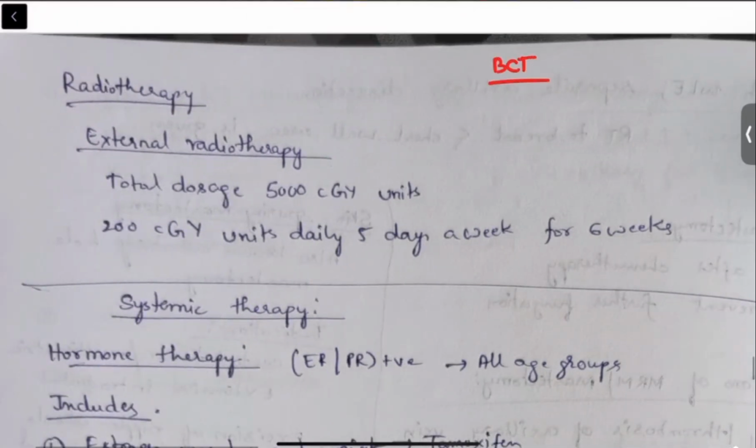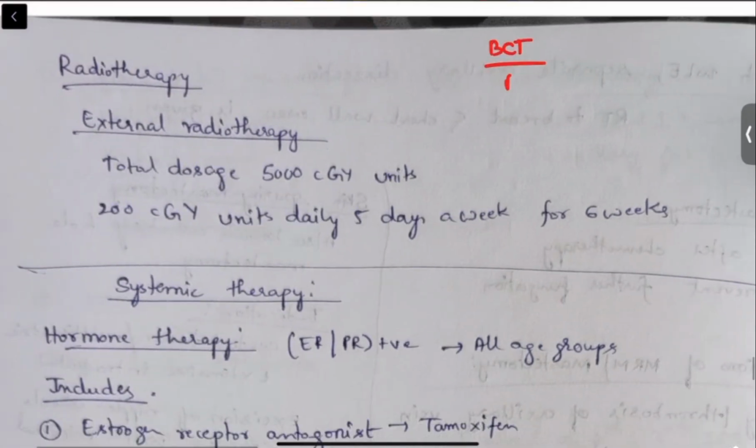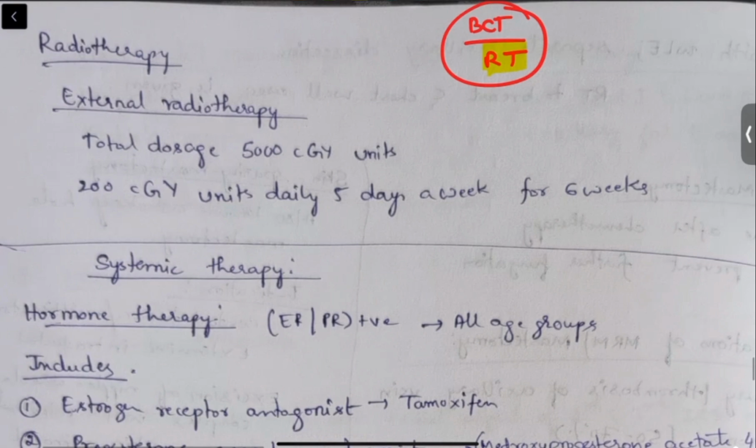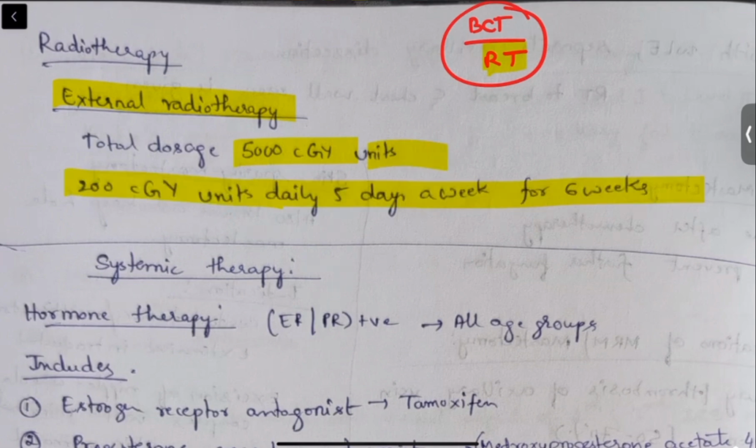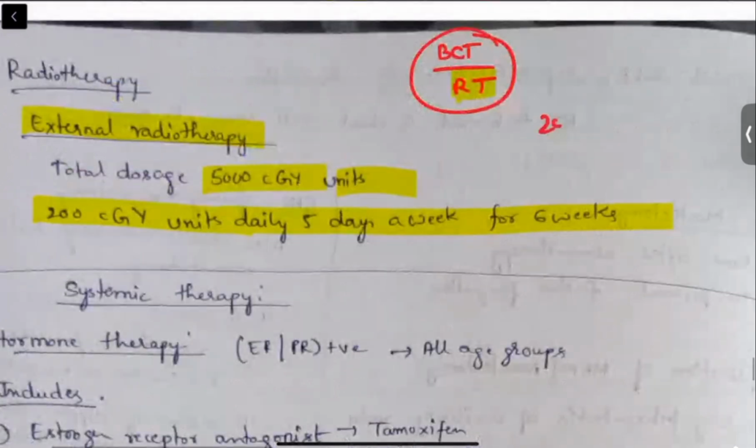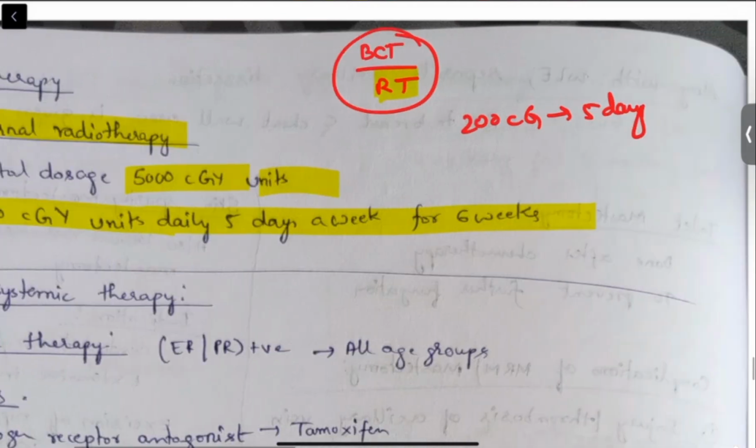After that, one more method to control the local spread of the disease is radiotherapy. So in radiotherapy, again there are various types. Most commonly used for breast cancer is external radiotherapy. Usually total dosage is 5000 centigray units and 200 centigray daily dosage, 5 days a week for 6 weeks usually. Okay, so how do we give? 200 centigray for 5 days in 1 week. Like this for 6 weeks.